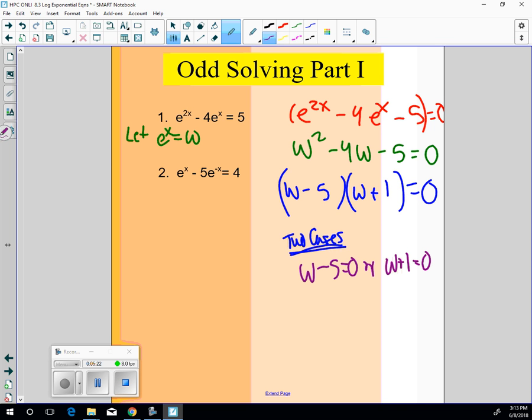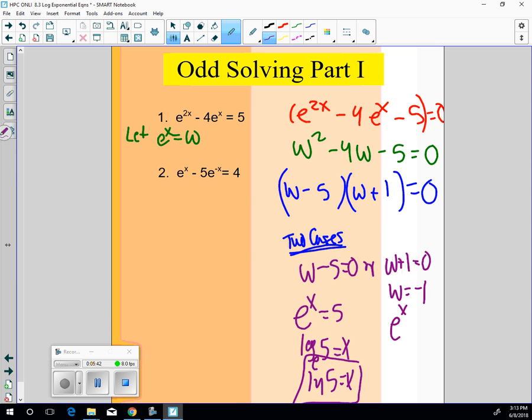And w, we said, was e to the x. So e to the x equals 5. Log base e of 5 equals x. The natural log of 5 is what x is. And then here, w is equal to negative 1. e to the x equals negative 1. Well, that is never. Can't ever happen. So x is the natural log of 5. Pretty cool.